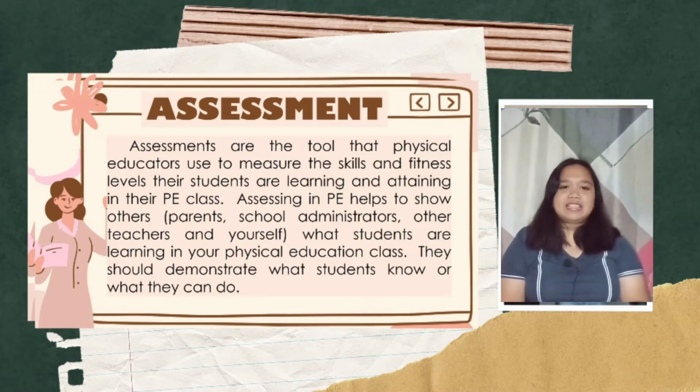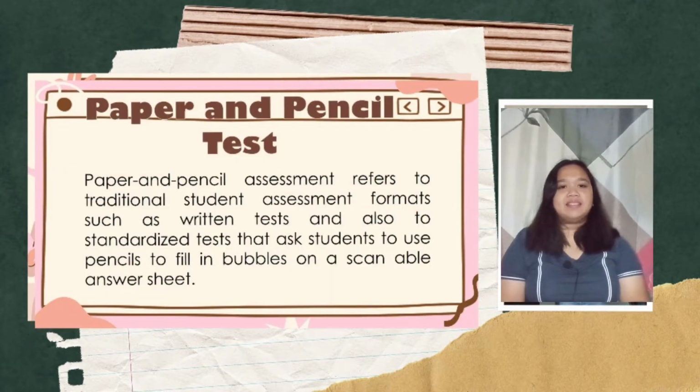So we have different types of assessments. We have the paper and pencil test, performance-based assessment, and table of specification. The first one is the paper and pencil test. Assessments refer to traditional student assessment formats such as written tests and also standardized tests that ask students to use pencils to fill in bubbles on the scannable answer sheets.